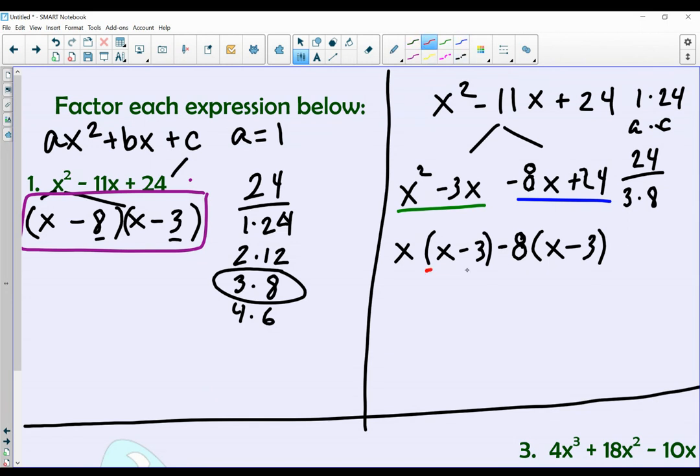Okay, so now that I see that these two are the same, they are essentially a greatest common factor. So I can factor that out, x minus 3. And I'm left with x minus 8. And we see that that's the same thing, and that's the factoring by grouping method.